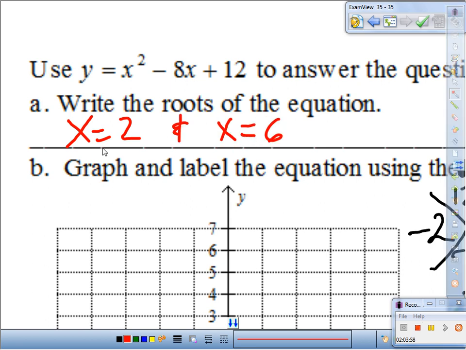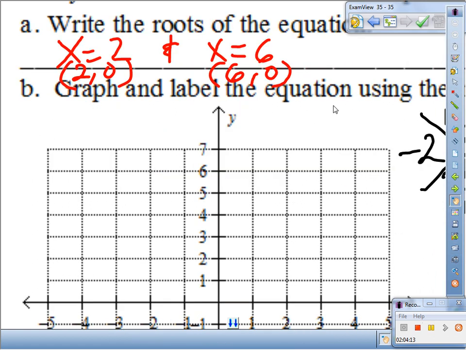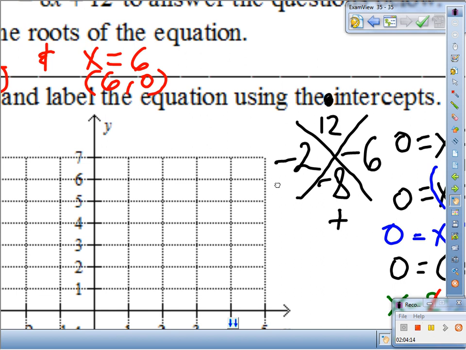Now, if we were to write this in coordinate form, what would this be? 2, 0. 2, 0, and this one? 6, 0. 6, 0. That is correct. All right, let's go to part B. Graph and label the equation using the intercepts.